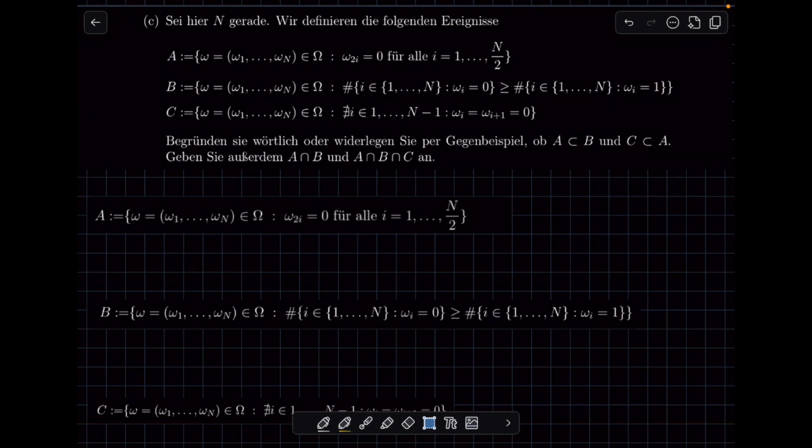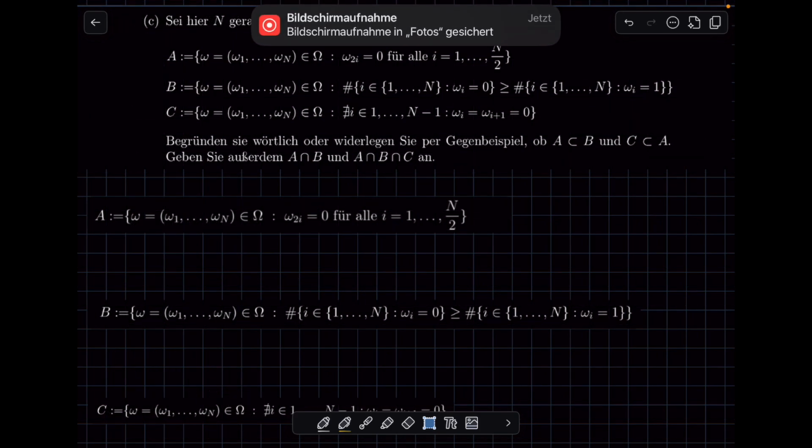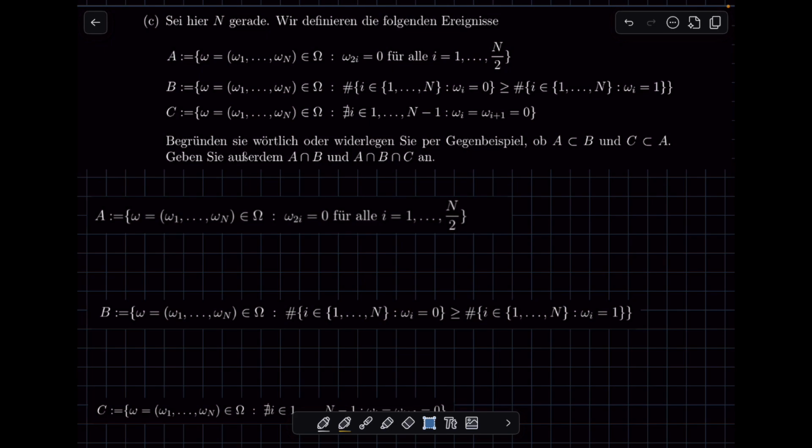So this one is a bit more tricky. Here we have the condition where they say that n is going to be even, yes? And we define the following events. So A is going to be this, B is going to be this, C is going to be this. And we have to write with words or show with a counterexample if A is a subset of B, if C is a subset of A, and give also the intersection of A and B, and A, B, and C. So it's a bit overwhelming, but we just have to go step by step, right?